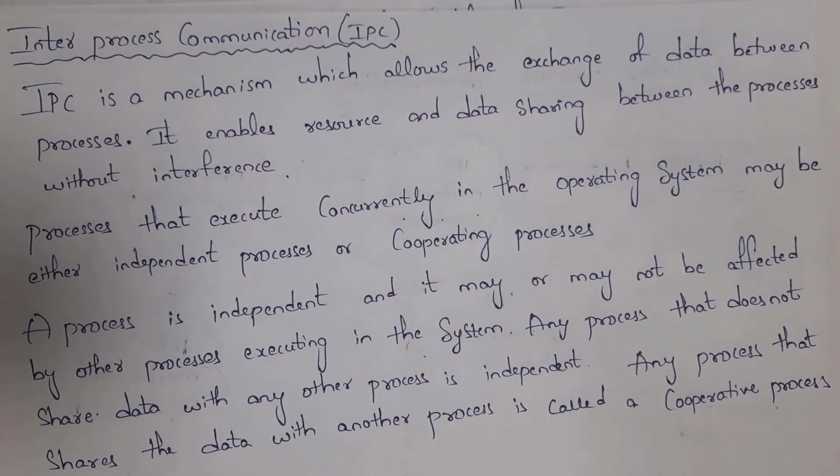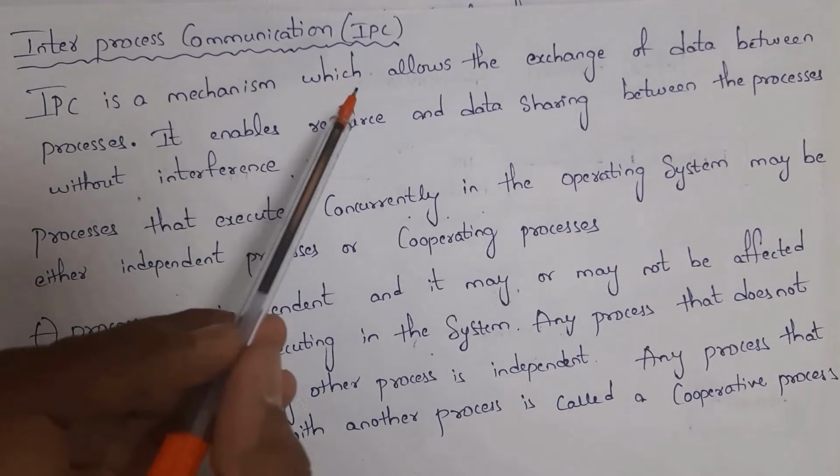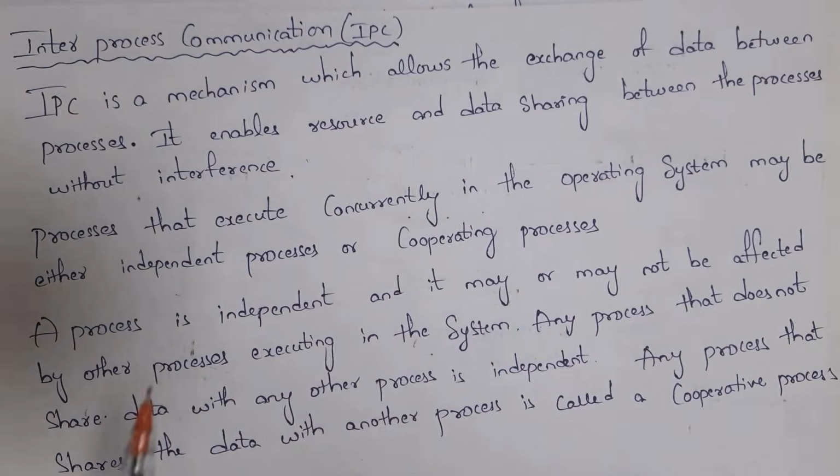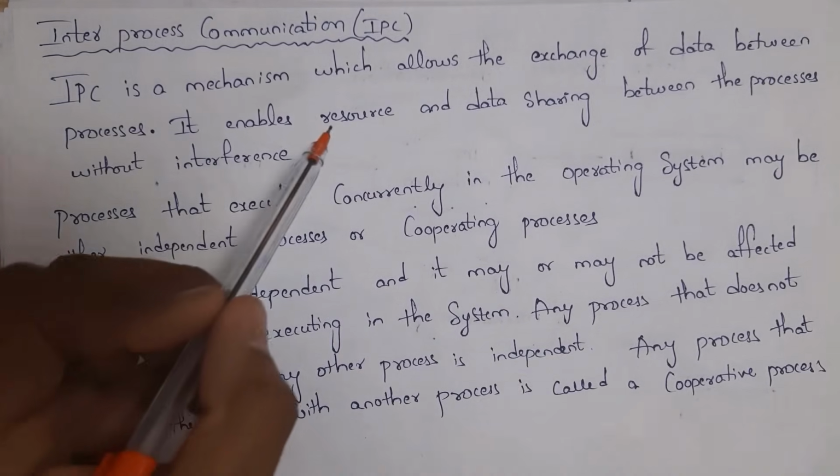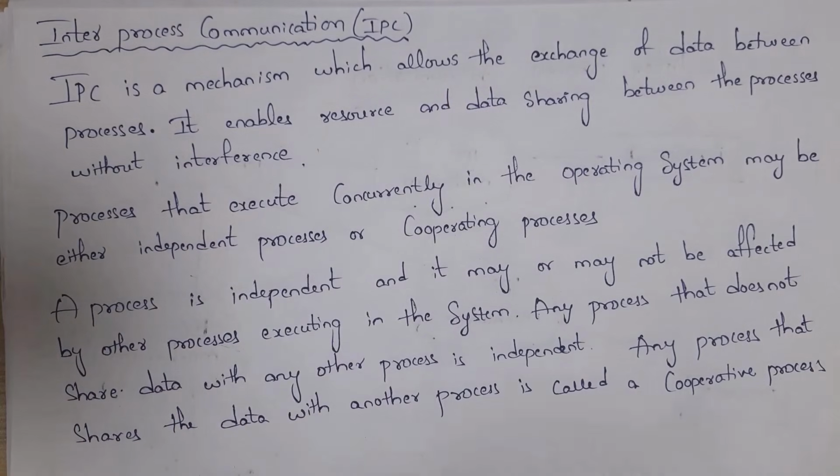But before that you need to know the meaning of a process. A program which is under execution is known as a process. IPC is a mechanism which allows the exchange of data between processes. Using inter-process communication, we can exchange data between multiple processes. And by using inter-process communication, we can exchange resources and data between multiple processes without any interference.